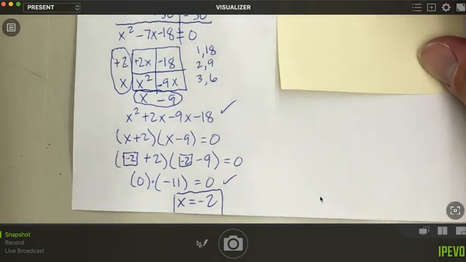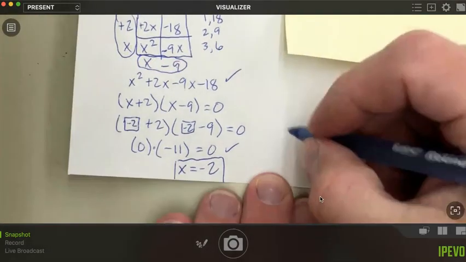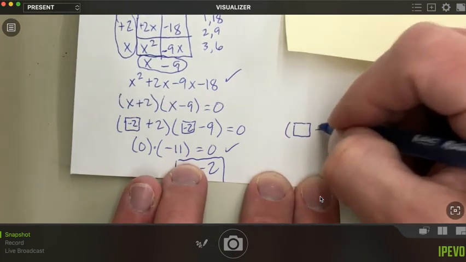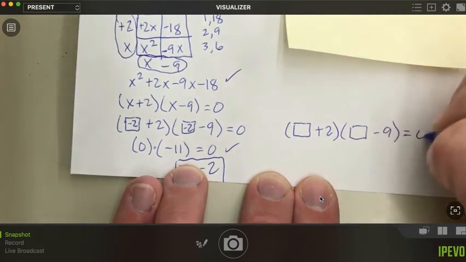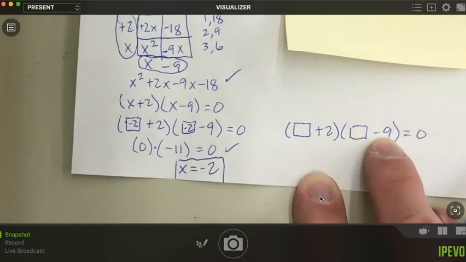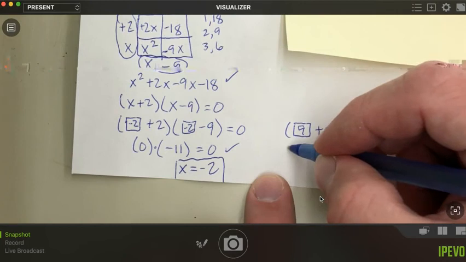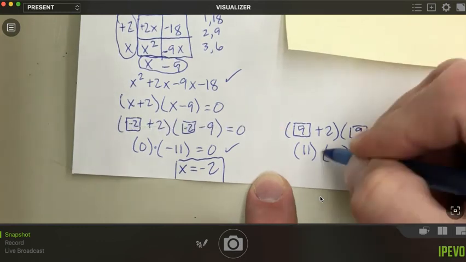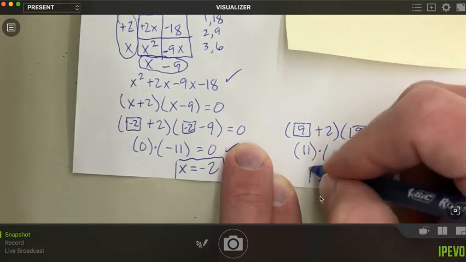Running out of real estate. All right. Cool. And once again, let's check to make sure there's not another solution. In this case, there is. So I'm trying to find one more number that makes this equal to 0. Well, I already dealt with this side. Now let's think about what would make this 0. Some number minus 9, I'm betting that's a positive 9. 9 plus 2 is 11. 9 minus 9 is 0. Well, 11 times 0 certainly is 0. And so x equals 9 is our second solution.